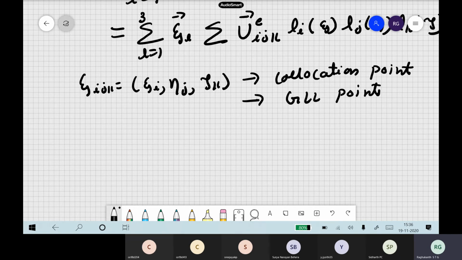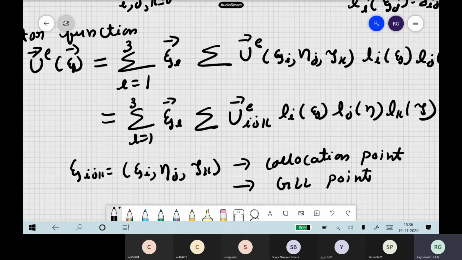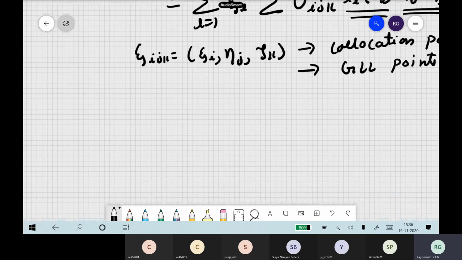And now you can also find the derivatives. So if you want to find the derivatives of this displacement, or of these quantities, automatically the derivatives come down to the Lagrange polynomials. So if you know the derivative of a Lagrange polynomial, automatically you can calculate the derivative of these functions itself. Okay, so this is how we write all the expressions.